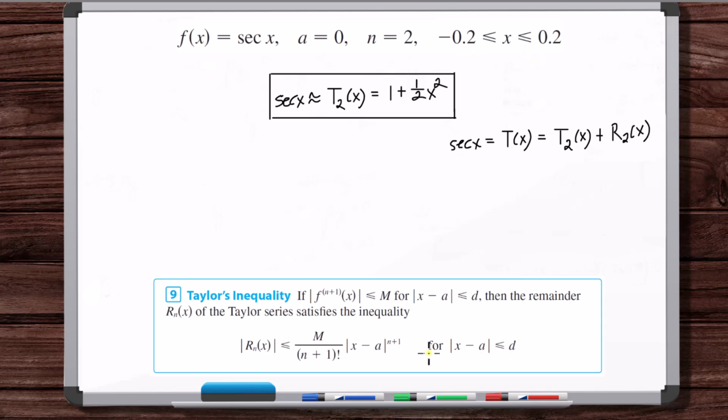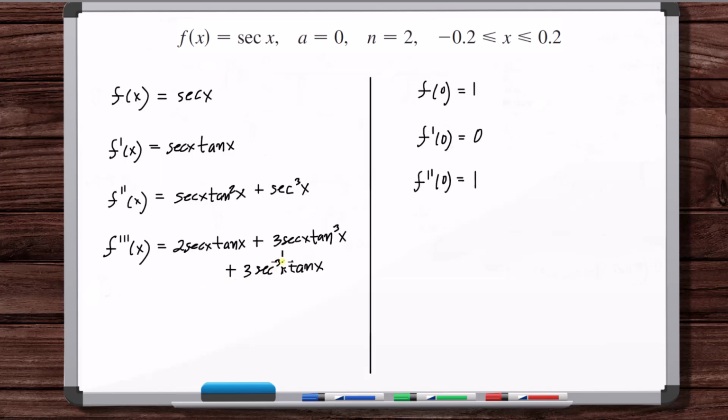So we have d, we have n, we have a. Taylor's inequality is all about this capital M. We need to find the capital M. How do we do that? Well, it tells us right here. We need to look at the function, which is based on the n plus 1th derivative of, in this case, secant x. So that's the third derivative. So what is the absolute value of f triple prime of x? Well, we just did that. 2 secant x tangent x plus 3 secant x tangent cubed x plus 3 secant cubed x tangent x.